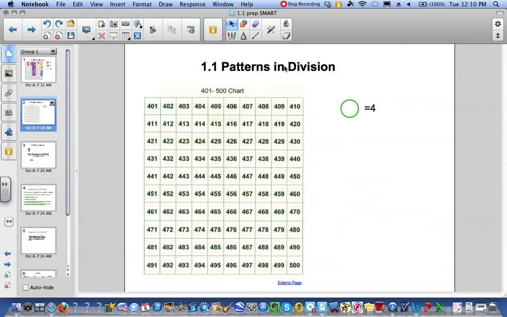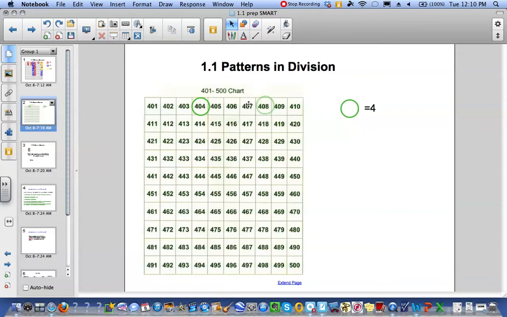Patterns in division, we're going to look at 4. 4 is a little bit different. With 4, you have to take the last 2 digits of a number, and those last 2 digits have to be divisible by 4. So to start off basic, if you look at 404, the last 2 digits are the 0 and the 4. Well, 4 goes into 4, so 4 goes into 404.